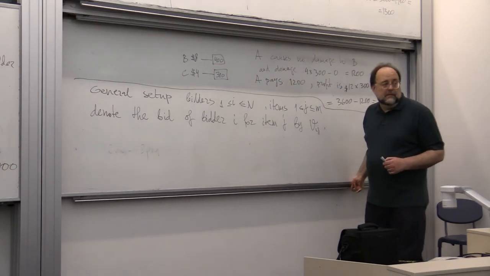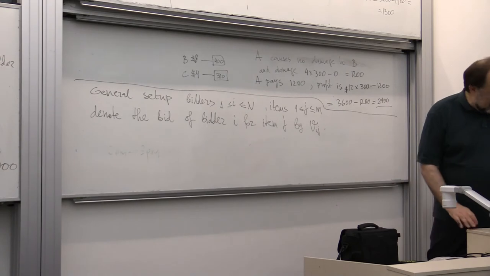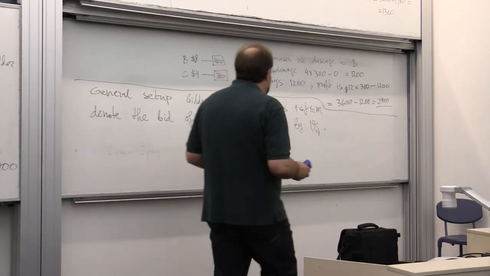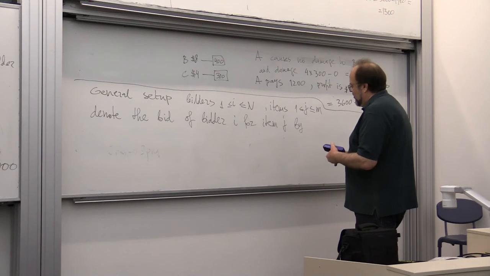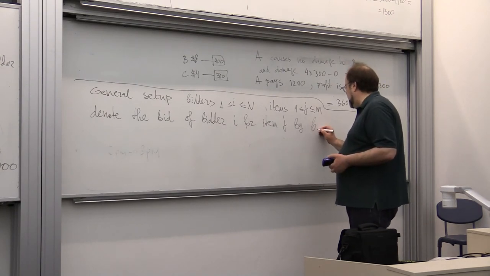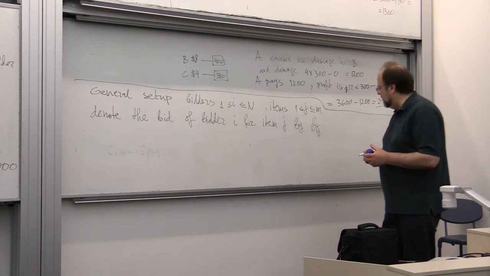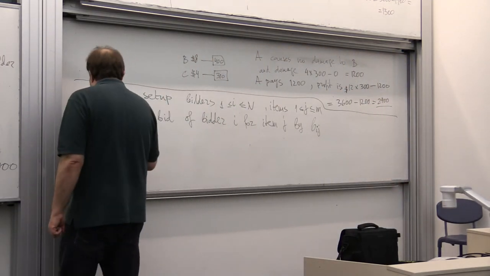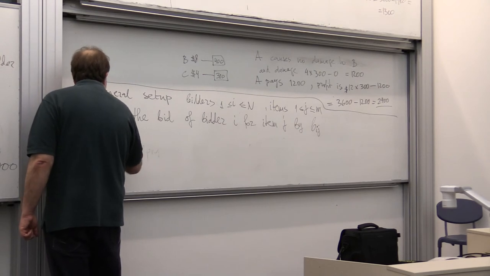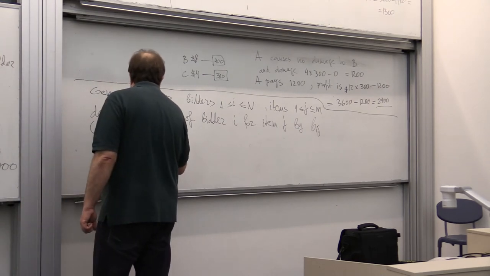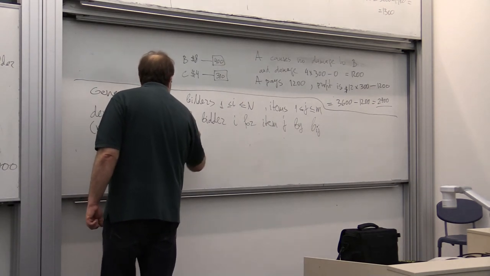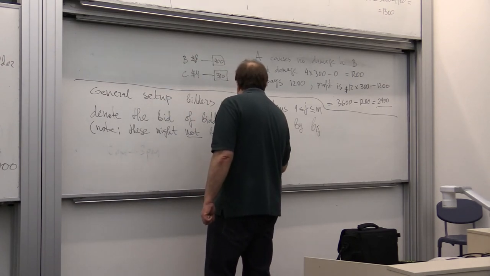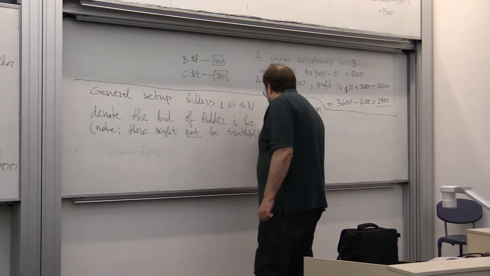Is the notation usually B for bids? Yeah, I guess the reason I put V here is because in the book they use V, but actually we use B, so let me change the notation from the book and call the bid B_ij. Okay. So note these might not be truthful.